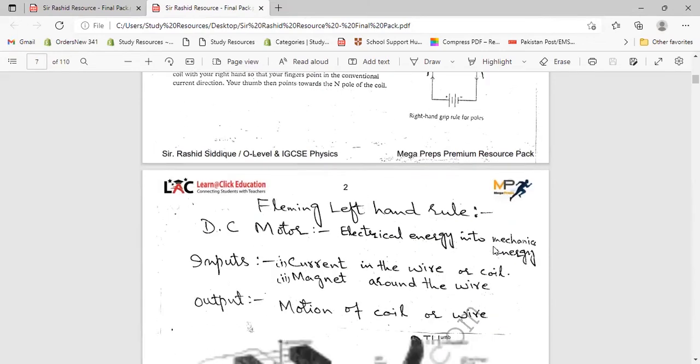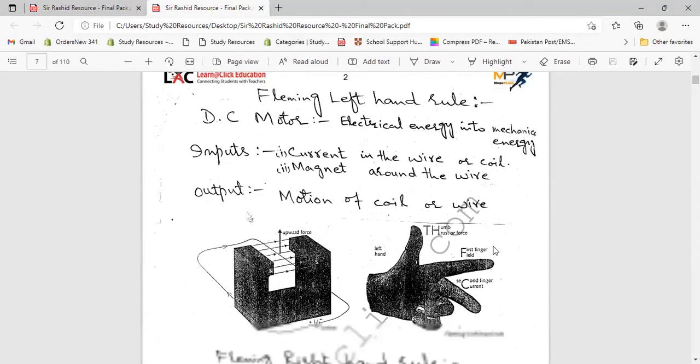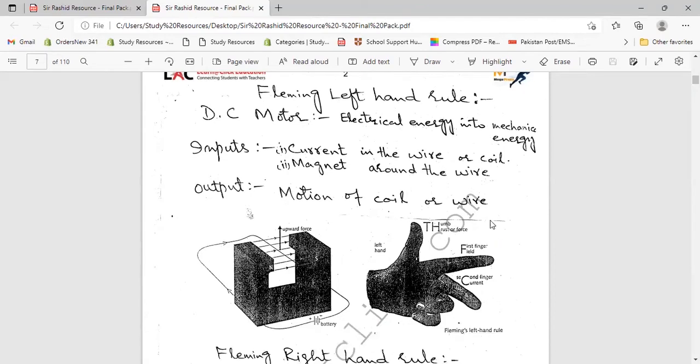Furthermore, there are two important rules in electricity: Fleming left hand rule and Fleming right hand rule. Mostly I observe that students are confused about where the left hand rule should be applied and where the Fleming right hand rule should be applied. So it is very clearly given in the case of the DC motor.